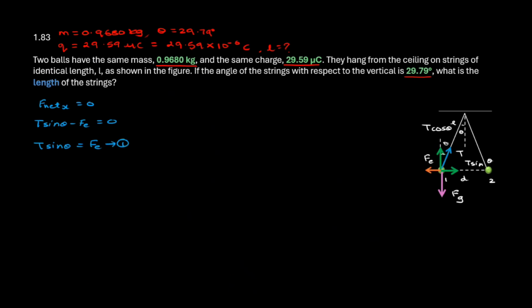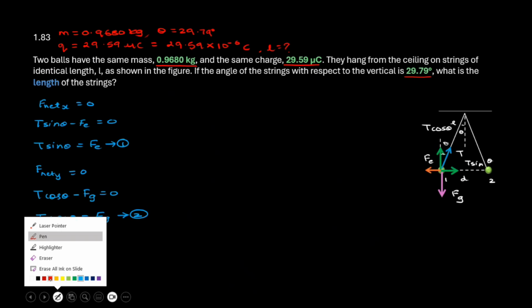We do the same thing along y-axis. Along y-axis we write F net y equals 0. Forces along y-axis are T cosine theta and Fg. So we get T cosine theta minus Fg to be equal to 0. T cosine theta is positive because it is pointing up. Fg is negative because it is going down. Now move Fg to the other side. You get T cosine theta equals Fg. We call this equation 2.